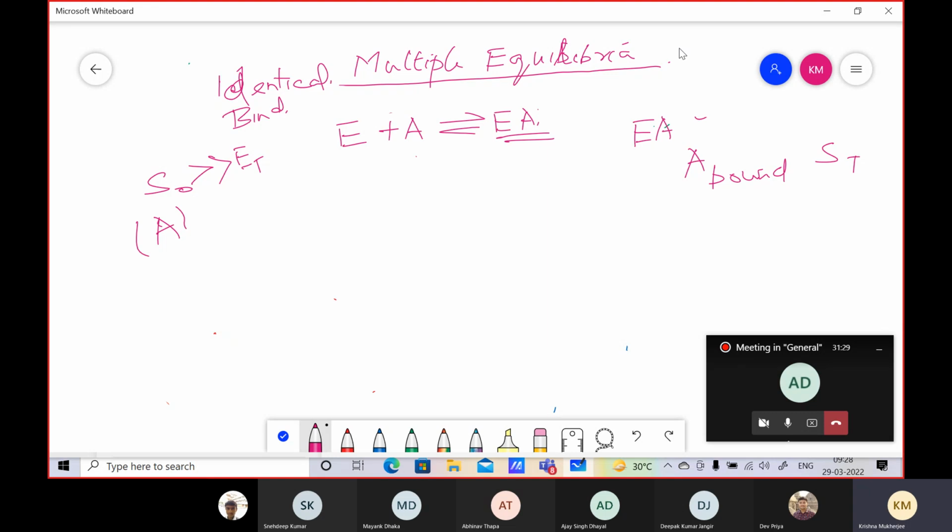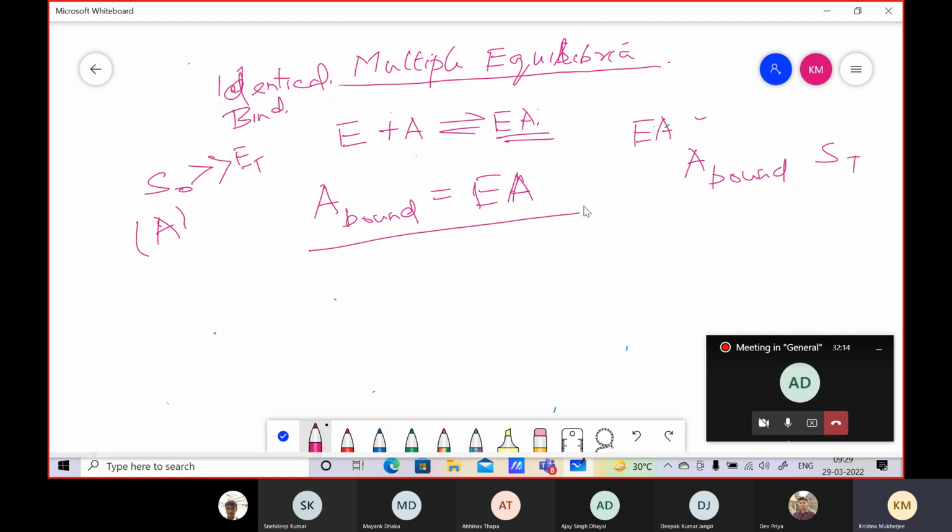This assumption was because we were working with catalysts. But when we are working with multiple equilibrium models, or for example Eddie-Hofstee, or as a biochemist, we often use very large amounts of enzyme and substrate, almost in equimolar concentrations, in which case the assumption that A is in excess is no longer valid. And remember that A bound is simply equal to EA, in terms of molar concentrations.